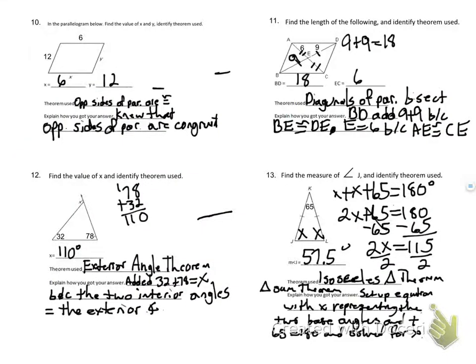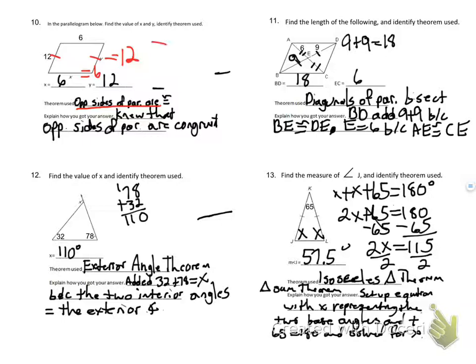Alright, number 10. We're going to find X and Y here, and we're going to use the fact that opposite sides of a parallelogram are congruent. So we know that the opposite sides of this parallelogram are going to be congruent because of the theorem, the properties of a parallelogram. So Y is going to be 12 because its opposite side is 12, and X is going to be 6 because its opposite side is 6.